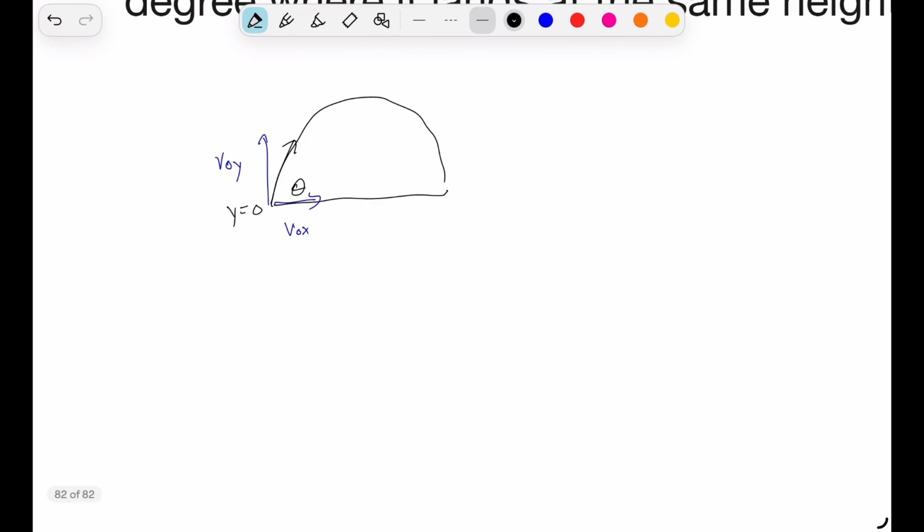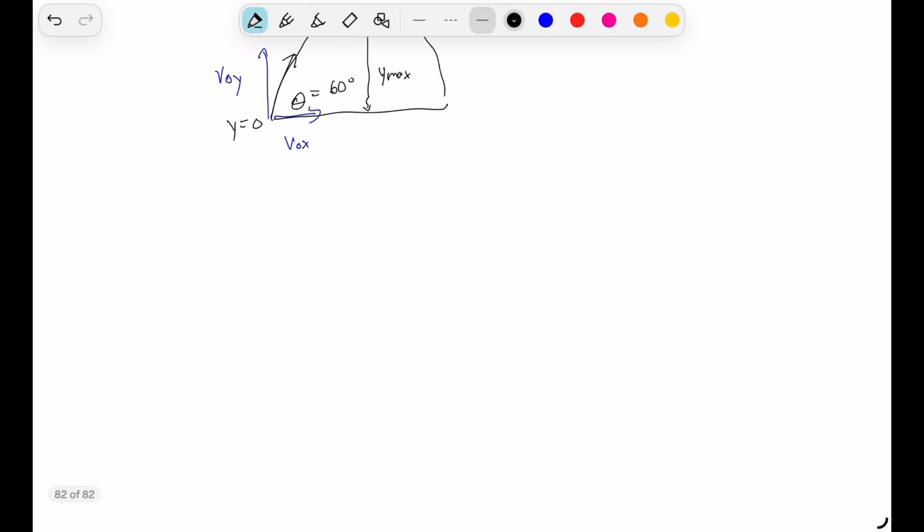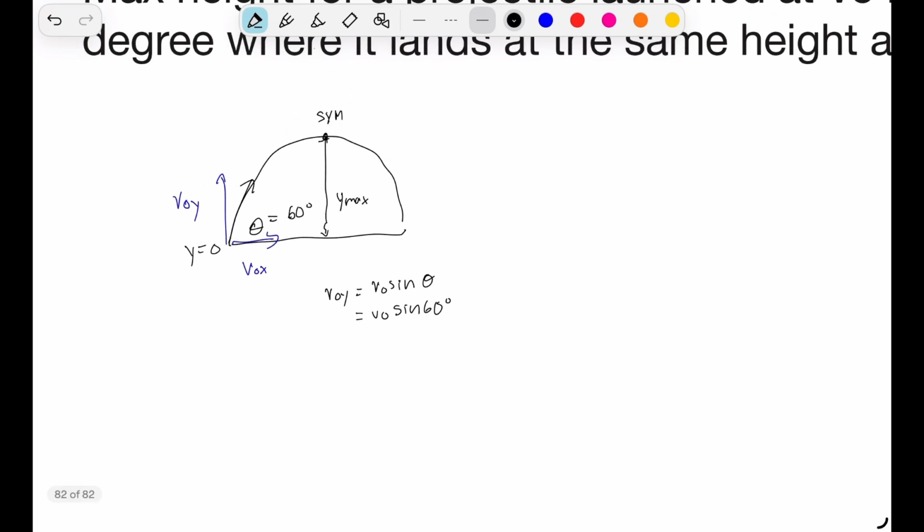So in this case, theta will equal 60 degrees, and we want to find our y max, which is going to be the symmetric point of our parabola. So v initial y is equal to v initial sine of your angle. In this case, that is going to be sine of 60 degrees. When you're at the top, your vertical velocity, vy, is equal to 0, since you're in the transition of moving upward to moving downward, which corresponds with that velocity-time graph.